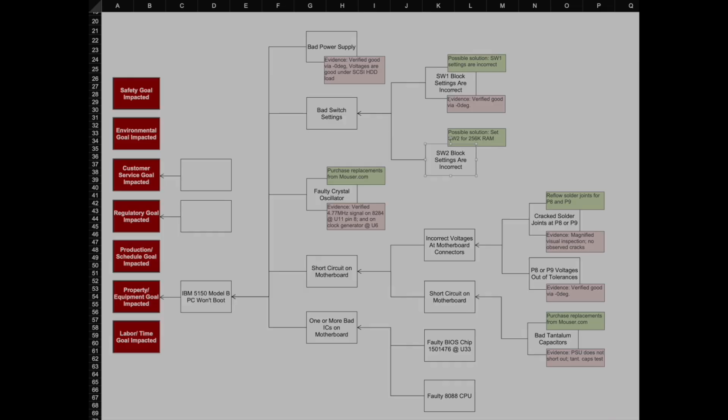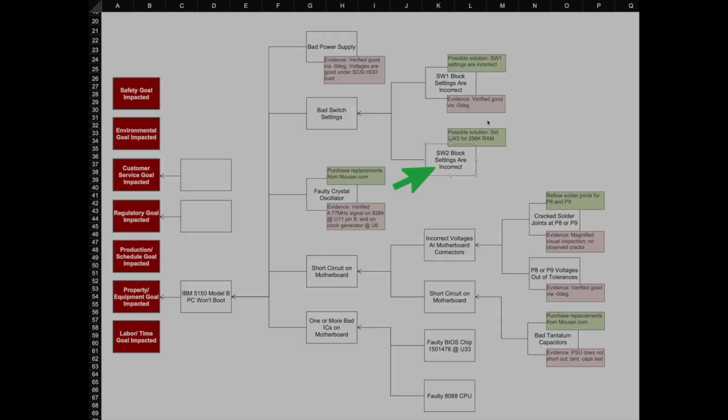We know the minimum viable testing configuration is the power supply, the motherboard, and the clock, and the speaker, sorry, the clock. We'll get to the clock in a minute. The motherboard, the speaker, and the power supply, right? That's the minimum testing configuration. Based on what we saw at -0 degrees, switch block 1 was set correctly. Also, this is a Model B version of the 5150 motherboard, which is the 64 to 256K RAM version of this board. So again, the possible solution for why one of these switch blocks might not be working is to just go ahead and set the correct switch blocks.